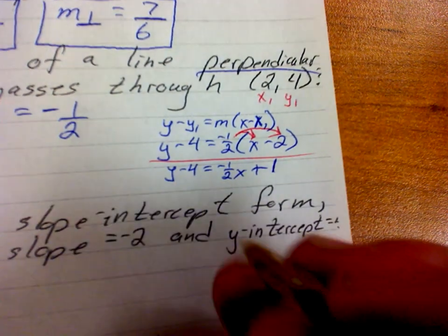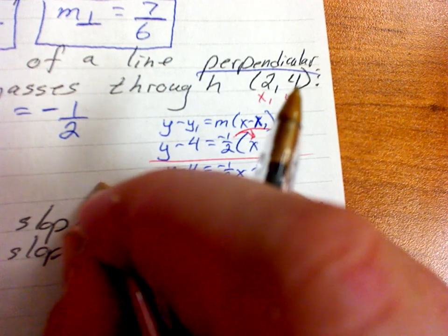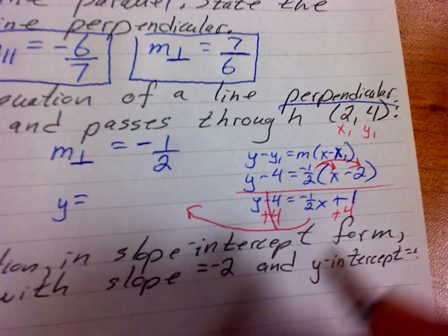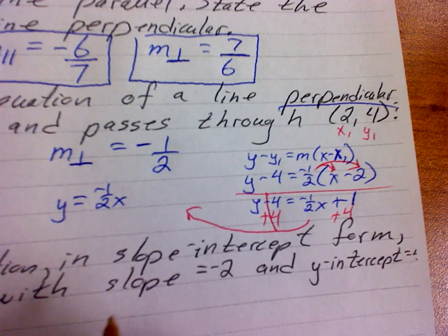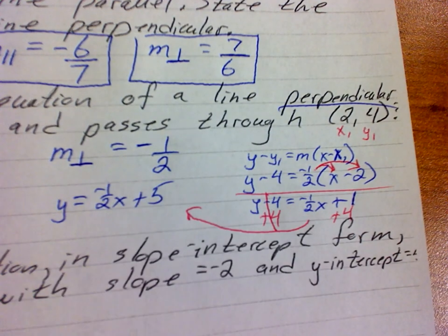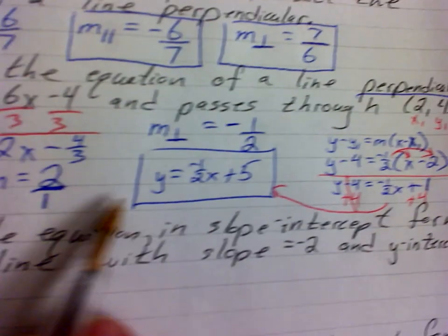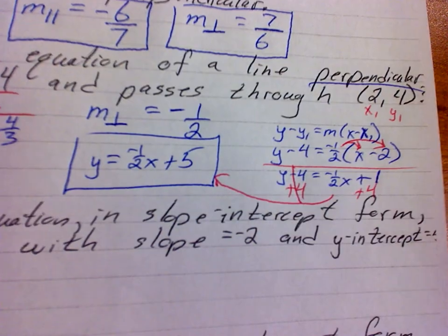Then we've got to get the y by itself, so we're going to have to get rid of a minus 4 by adding 4 to both sides. And I'm going to write my equation over there so it's a little bit easier to see. Those 4's are going to cancel out, leaving us with y is equal to negative 1/2 x. 1 plus 4 is positive 5. So this would be the equation of a line that is perpendicular to this original one, but also goes through the point 2, 4.